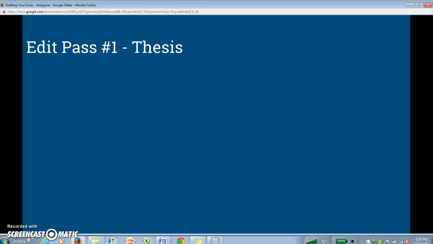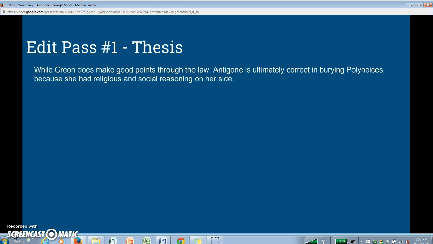The first thing that you should edit is your thesis. Upon your first editing pass, let's check on your thesis. Your thesis could read similar to this example: While Creon does make good points through the law, Antigone is ultimately correct in burying Polynices because she had religious and social reasoning on her side. This thesis says that Creon is sort of right, but Antigone is more right.